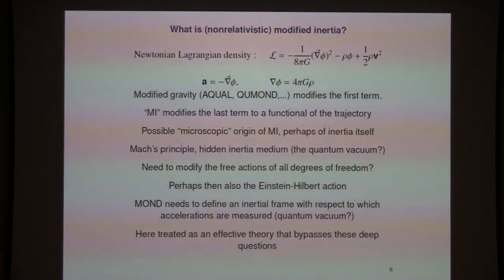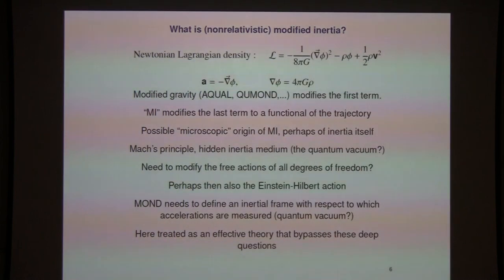Again, without entering into details, modified inertia can result, for example, from interaction of particles. There's always been the big question since Newton's time, what is the origin of inertia? What does it mean? Why does it cost us something to change the velocity of a particle?